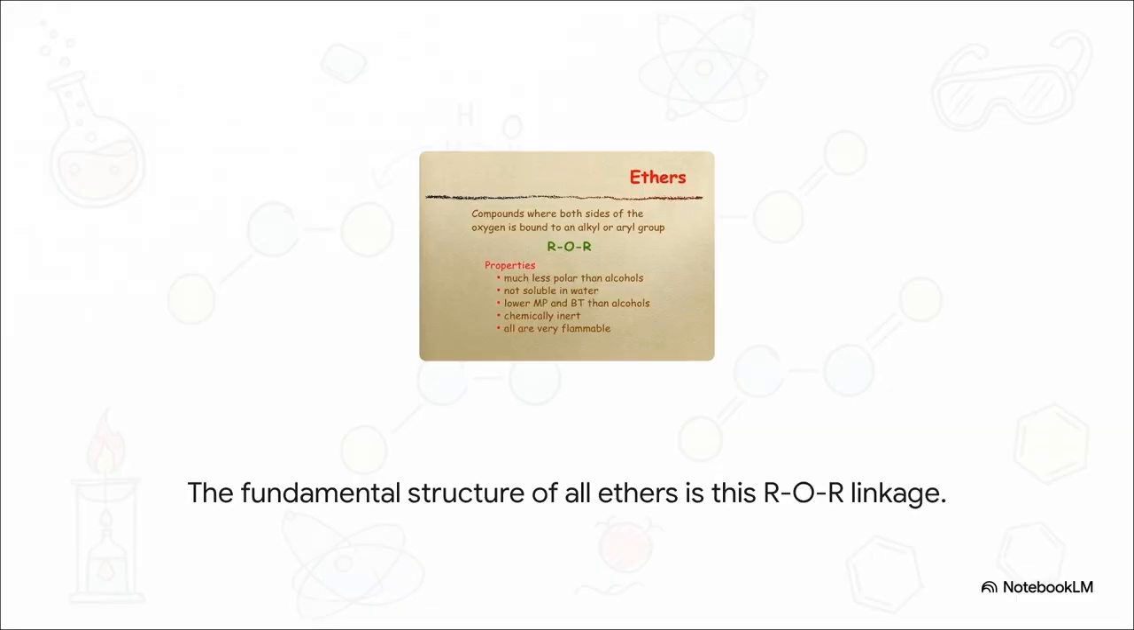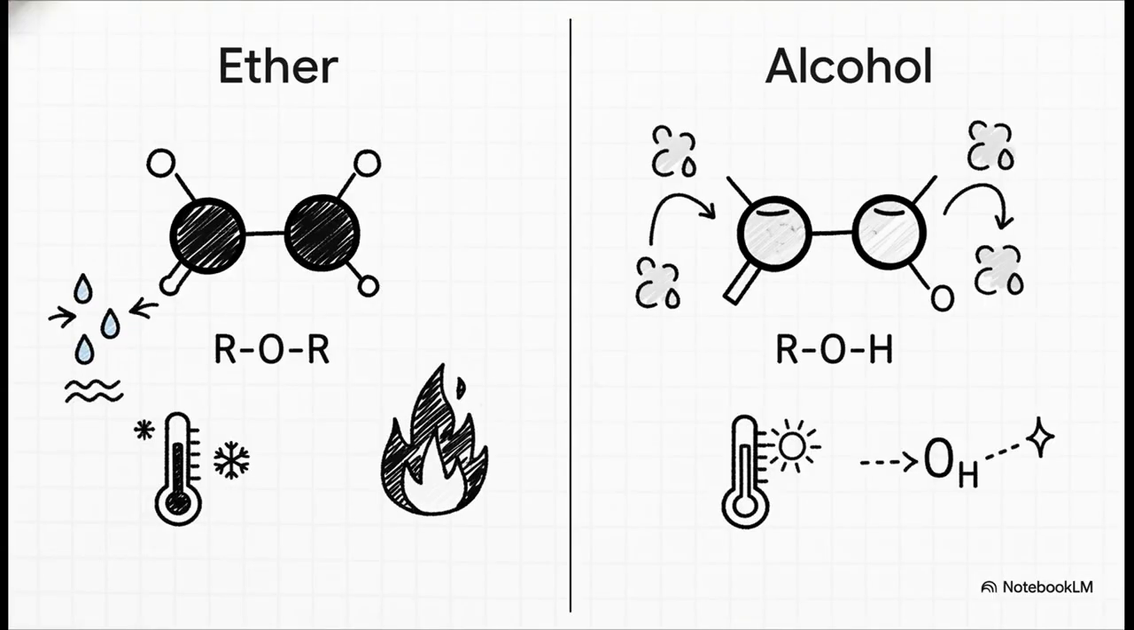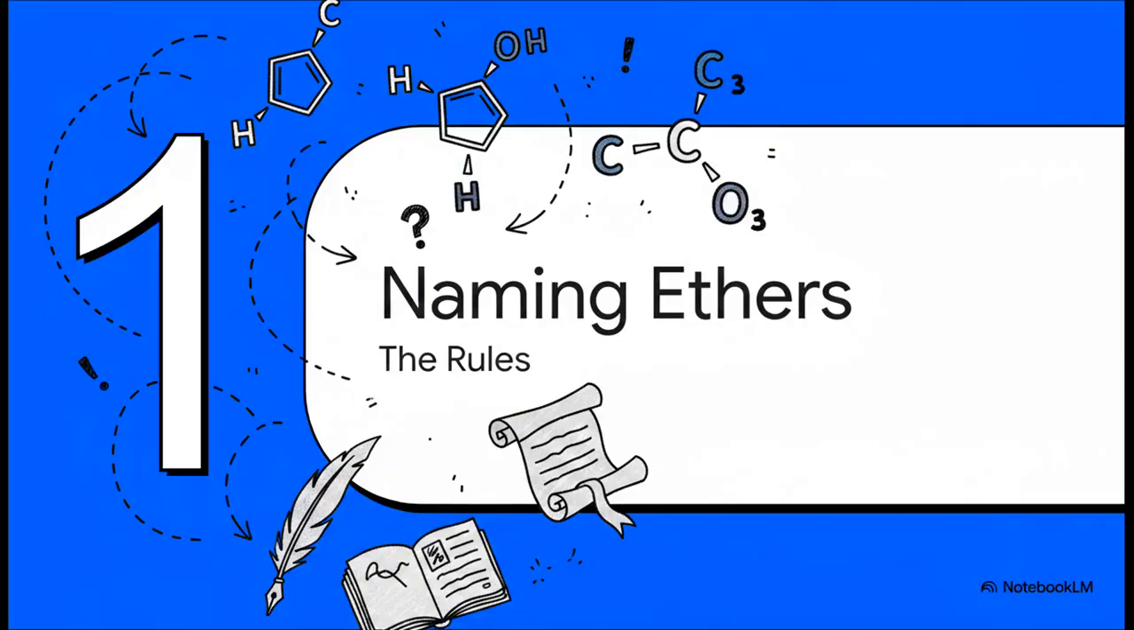Simple as that. And you know what? That oxygen bridge we just talked about explains pretty much all of an ether's key properties. Unlike alcohols, there's no hydrogen attached to that oxygen, and that one little difference means they can't form strong hydrogen bonds. That's why they have lower boiling points and don't really dissolve in water. For your exam, just remember these two things. They are chemically super stable, which makes them awesome solvents, but, and this is a big but, they are also highly flammable.